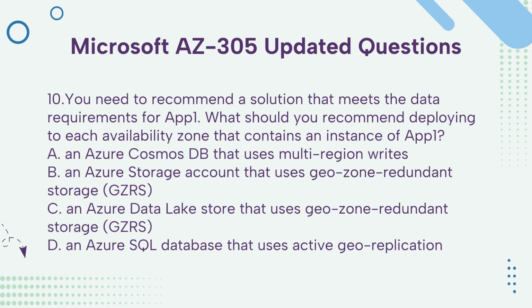10. You need to recommend a solution that meets the data requirements for App 1. What should you recommend deploying to each availability zone that contains an instance of App 1? A. An Azure Cosmos DB that uses multi-region writes. B. An Azure Storage Account that uses GeoZone Redundant Storage, GZRS. C. An Azure Data Lake Store that uses GeoZone Redundant Storage, GZRS. D. An Azure SQL database that uses active geo-replication.